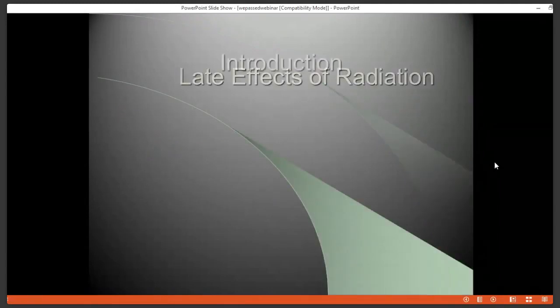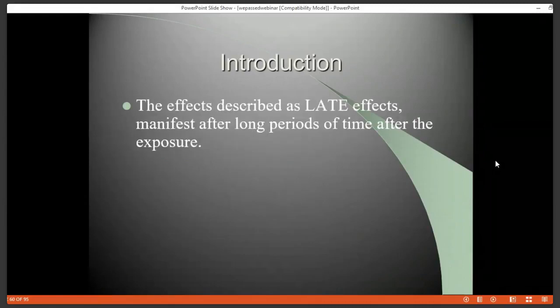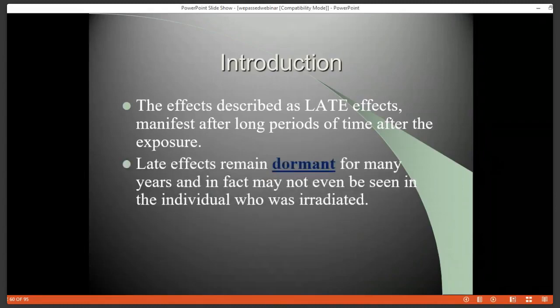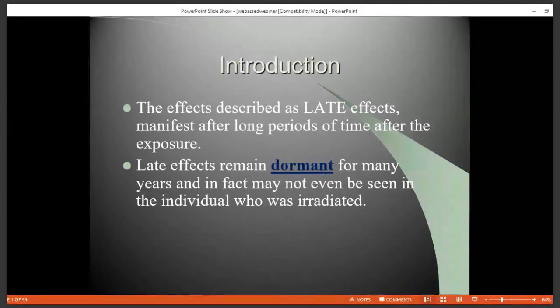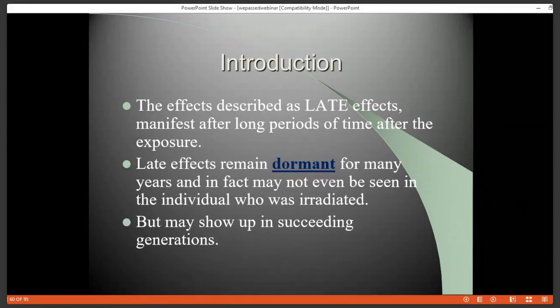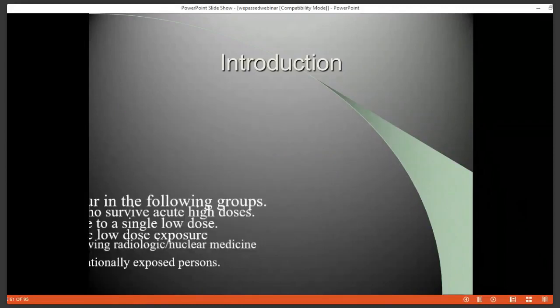Late effects of radiation. All right, so looking at late effects, these are things that tend to manifest after very long periods of time after radiation. Late effects can really remain dormant for many years, and in fact may not even be seen in the individual who is irradiated, especially if we pass these genetic changes on through meiosis, through the reproductive cells, onto our offspring. So they may be seen in our children or our children's children. So it can be quite some time before they exhibit themselves. So they may show up in succeeding generations.